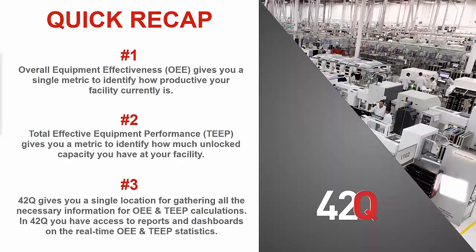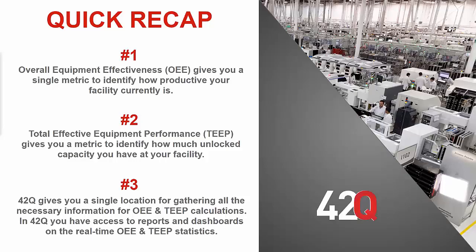All right, thanks, Jim. So to do a real quick recap of everything that we've gone over. The first thing is overall equipment effectiveness, OEE. This is going to give you a single metric to identify how productive your manufacturing facility currently is, again, at your current operating schedule. Total effective equipment performance, or TEP, is going to give you a single metric to identify how much unlocked capacity you have at your facility. So how much more room do we have to grow within our current setup?